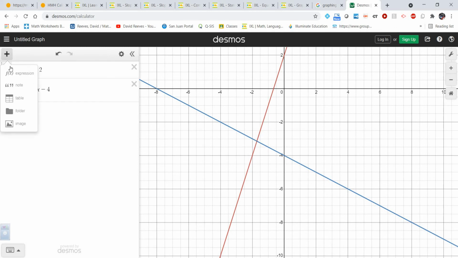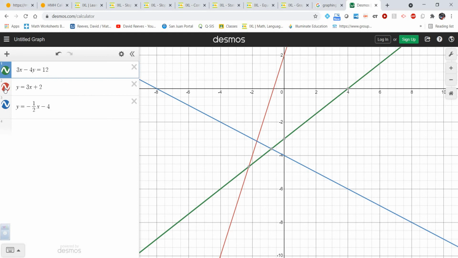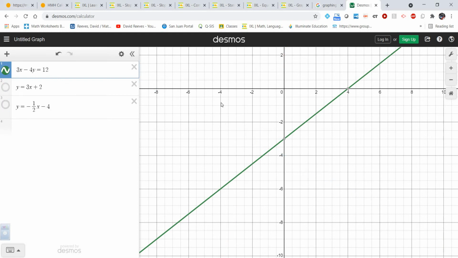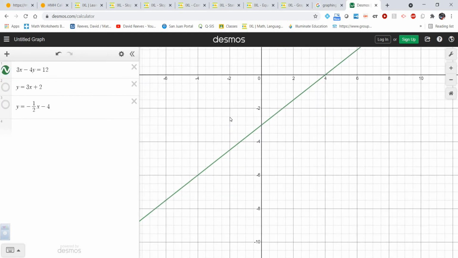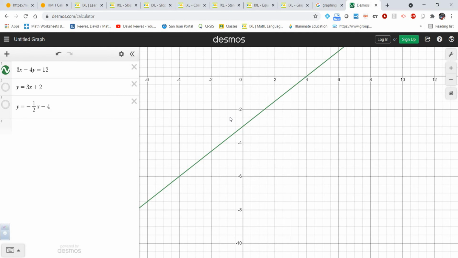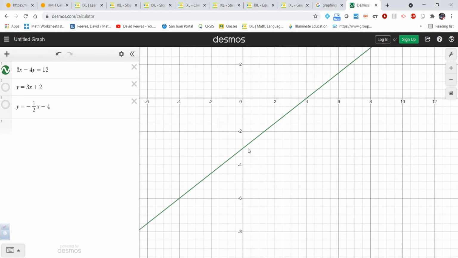But we also have standard form equations, like this one, 3x minus 4y equals 12. Let me go ahead and hide these other ones so we can focus on this one right here. Standard form is in the form ax plus by equals c, right? So a here would be 3 and b would be negative 4. In standard form, we focus on the two intercepts, the y-intercept and then the x-intercept.